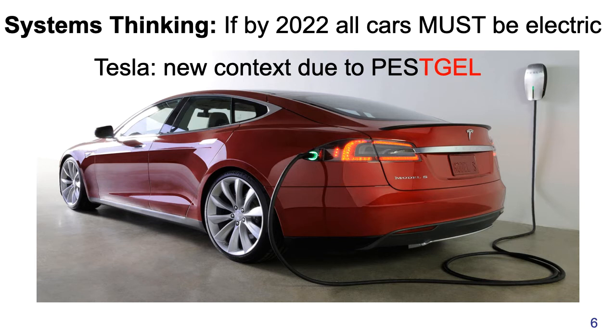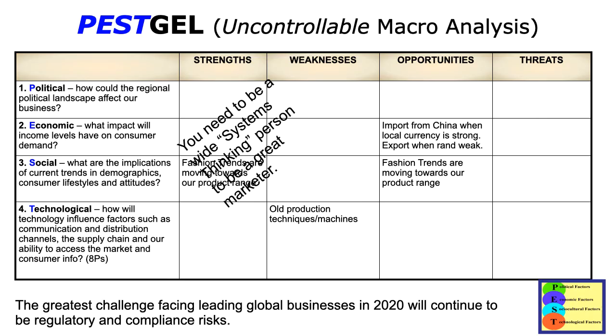The E is environmental. Environmentally, we realize we're polluting the planet. And legally, the L, imagine if government said by 2022, all cars must be electric. So how do we do this macroeconomic analysis practically? Well, this is how you do it practically.